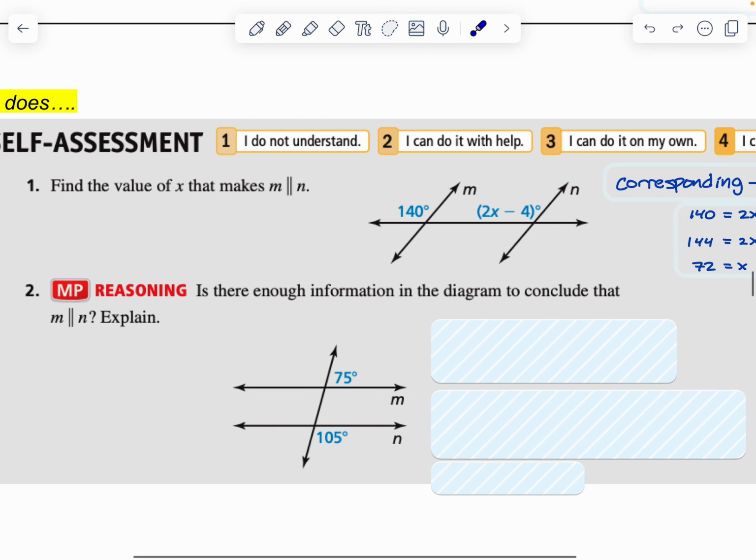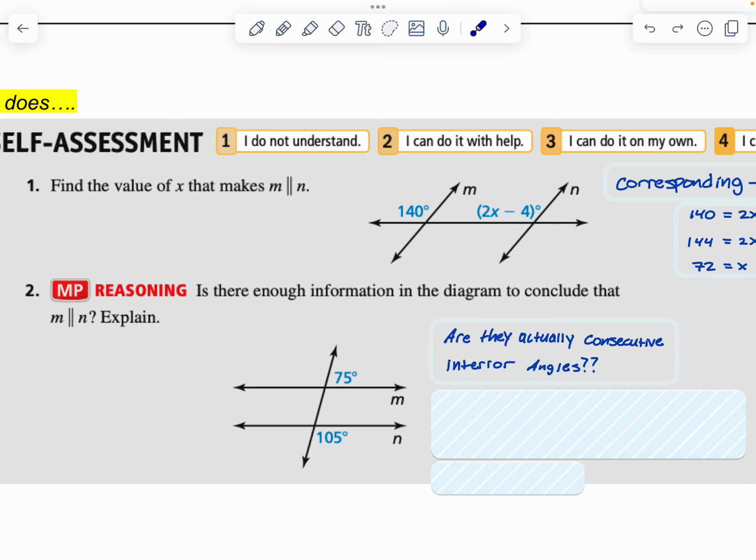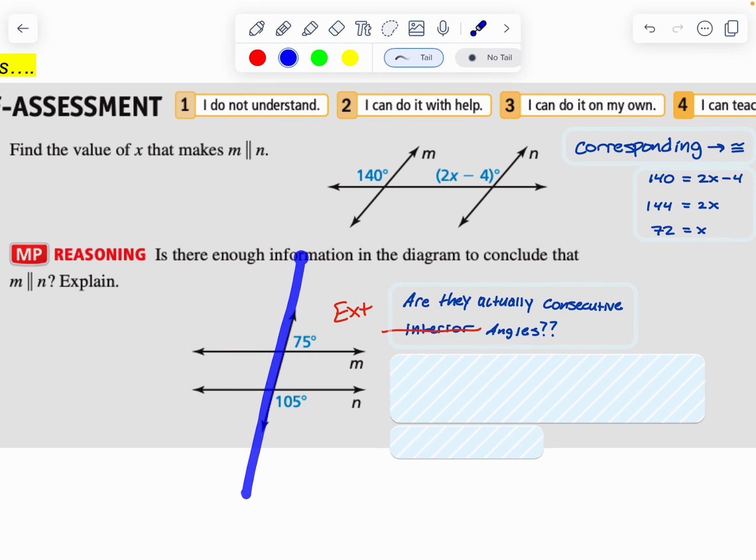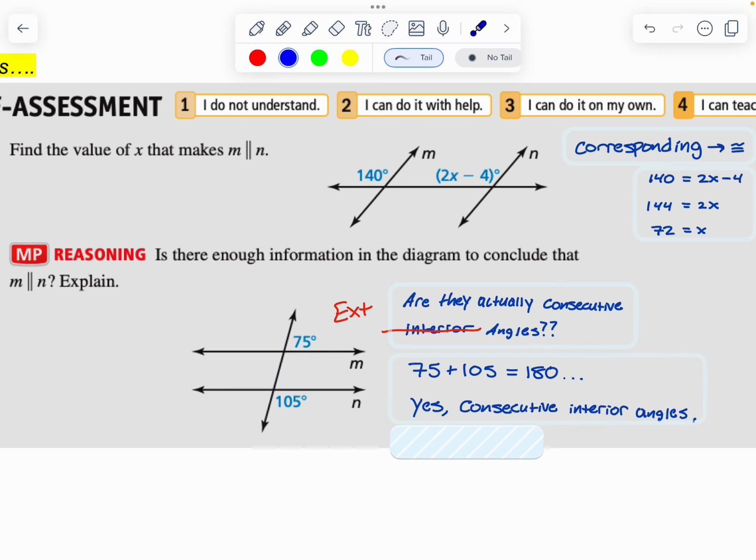And the last one that I have, this is a little tougher. I wanted you to explain a little bit. Is there enough information to conclude this? Well, are these actually consecutive exterior angles? I don't know why I said interior. Well, let's find out. If they were, then they would have to be supplementary. I check if they're supplementary. Yes, they are. So they have to be consecutive exterior angles. Again, I said interior because I can't read exterior.